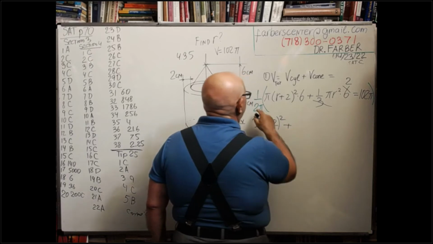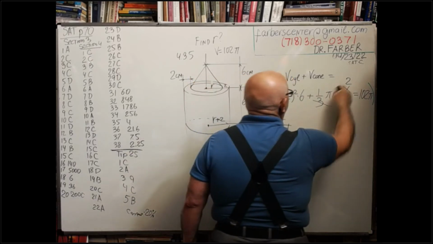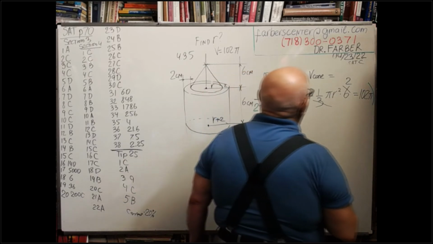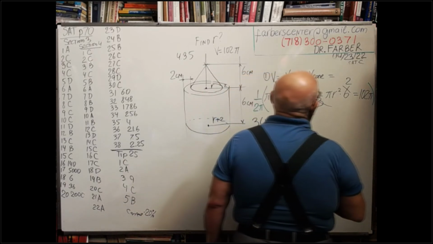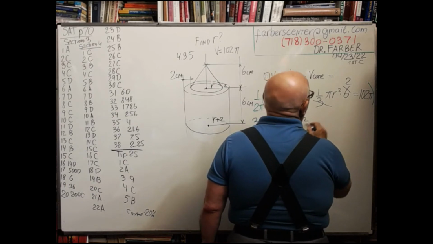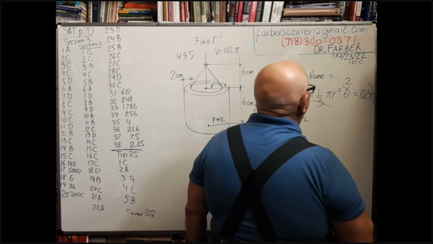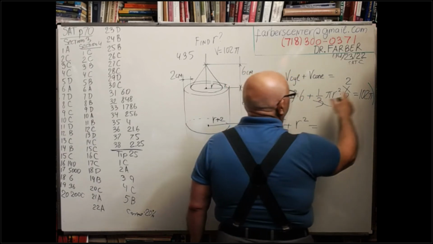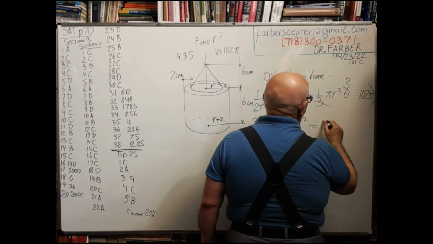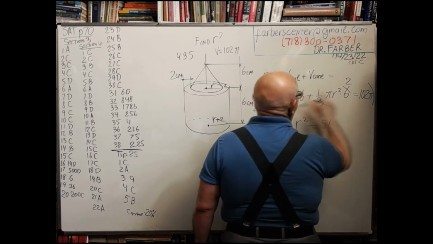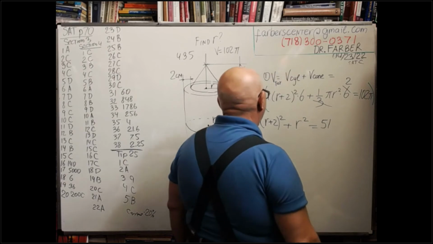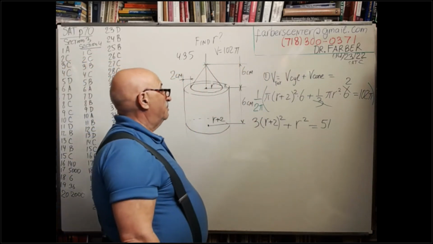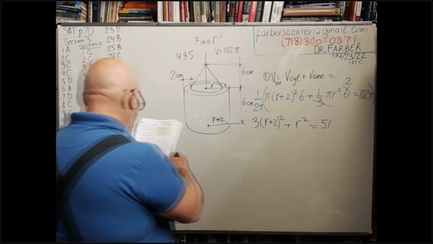Plus 2 and 2 cancel out. Pi and pi cancel out. Okay, I have R squared. And equals 2 goes into 102, 51. And pi cancel out. Beautiful, I have a simple equation, quadratic equation, let's solve it. Any question about this quadratic equation?